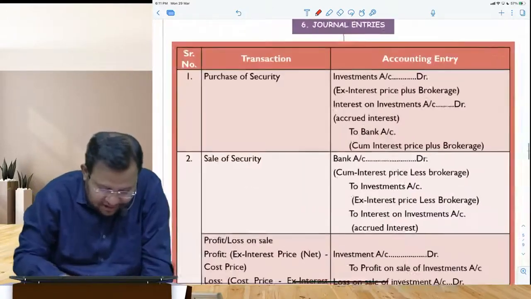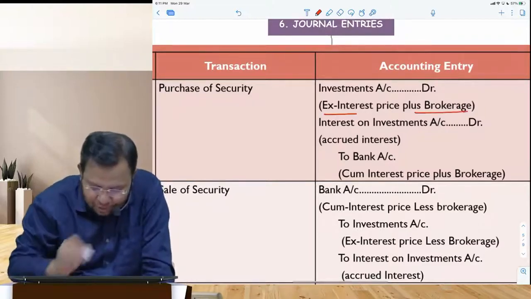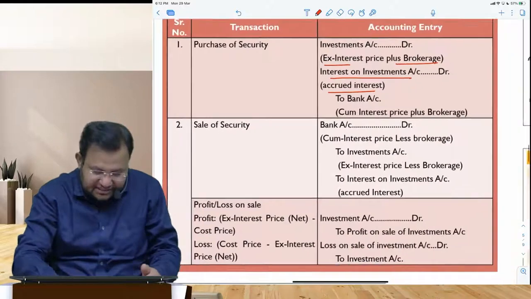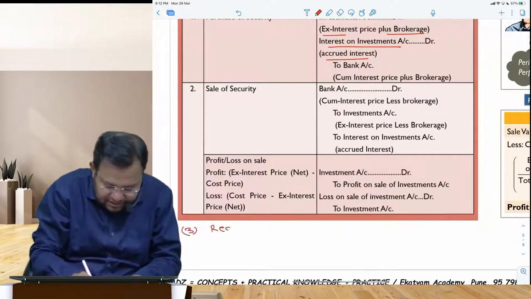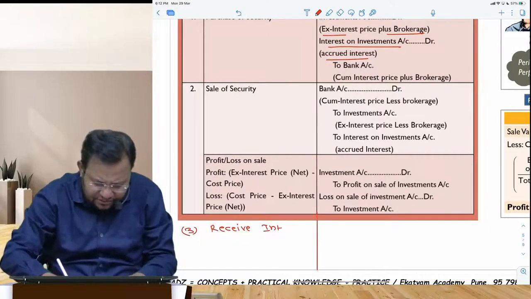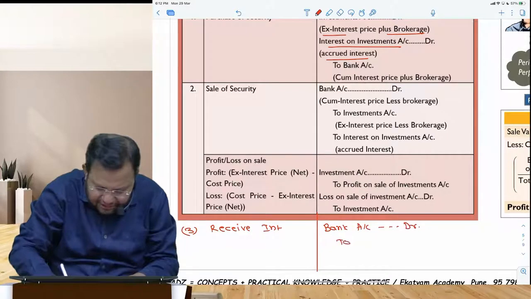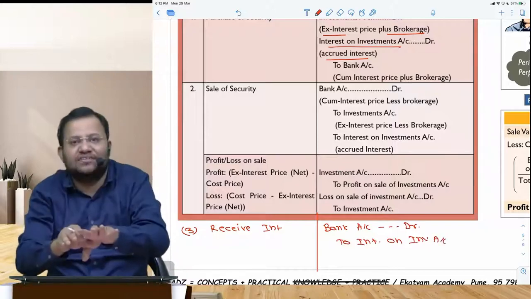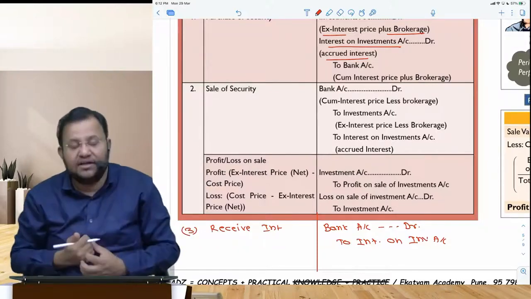Then what are the journal entries that you pass? When you purchase, investment account debit, always ex interest plus brokerage. Interest on investment account debit, accrued interest, to bank account. Then whenever you receive the interest, we don't ask the question, this interest is for which period. Whenever we receive the interest, we simply say bank account debit to interest on investment account. So automatically what happens is the balance in interest on investment is transferred to profit and loss account at the end of the year. That balance absolutely reflects interest for the year.